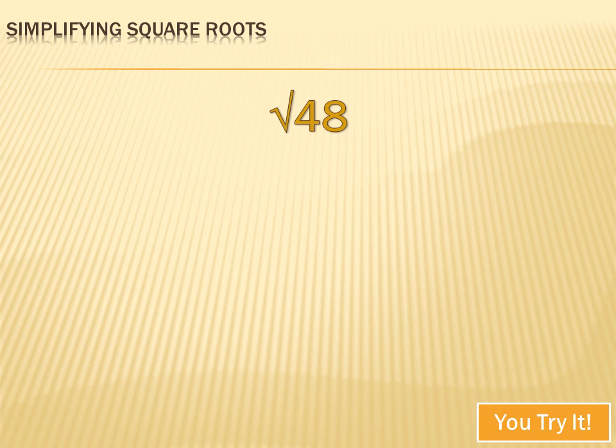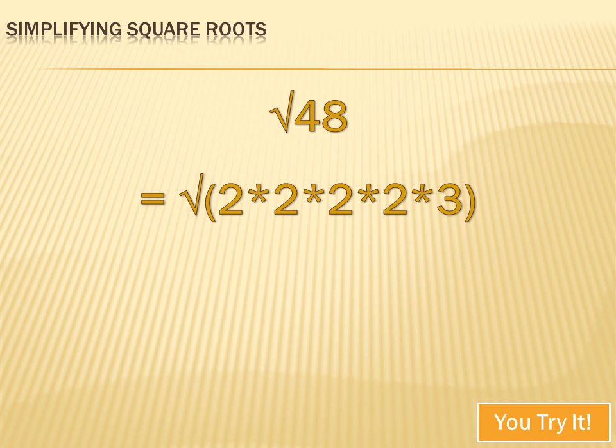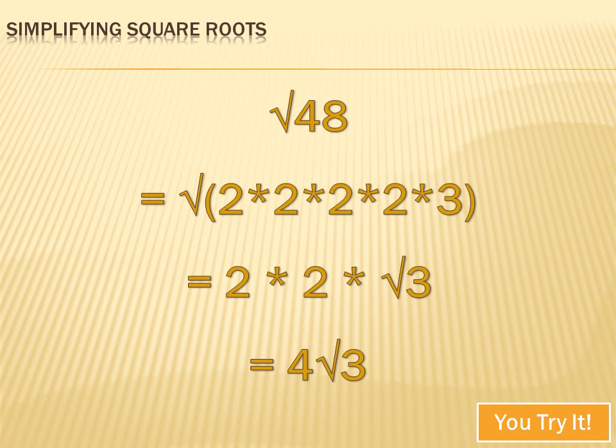Well, let's factor 48. I could change 48 into 2 times 2 times 2 times 2 times 3. I've got a pair of 2's, so I could pull them out of the radical. I've got another pair of 2's I could pull out of the radical, but the 3 is going to have to stay behind because I don't have another 3 to help me get rid of that. So I could rewrite this as 2, which is those 2 2's pulled out of the radical, times 2 times the square root of 3. And I could simplify that to 4 times the square root of 3.